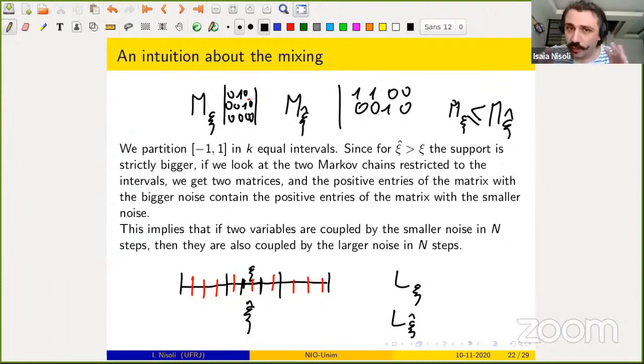Now, this works for a discretization, but we have a result in our paper with Stefan and Maurizio that tells us that since our noise is in BV, what happens with the discretization is essentially the same as what happens with the original Markov chain. So if we prove mixing for the discretization, we prove mixing for the Markov chain at step n plus one. And since this is true for all noises bigger than xi, if we see mixing at some noise size, then we see mixing at all bigger noise sizes.